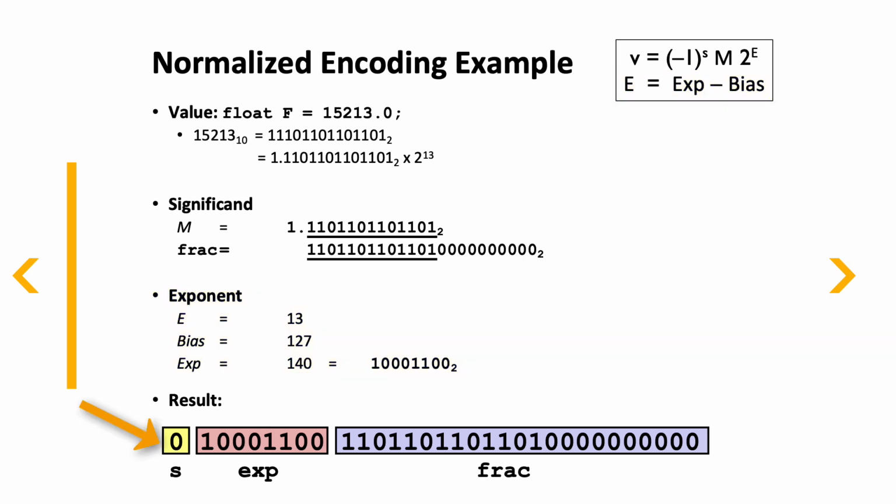Now the sign field is super easy, right? The sign bit is just a single bit indicating whether this is negative or positive. We're representing a positive value, so the sign bit will be 0, because negative 1 to the 0 is 1. That's positive. If we were encoding negative 15,213, we would just make the sign bit 1 to indicate that this is a negative value. And so that's what it is.